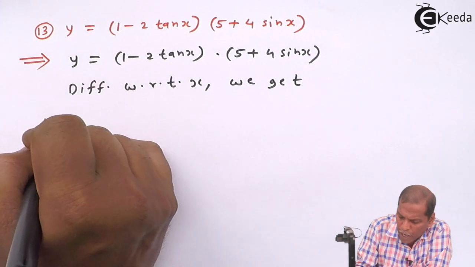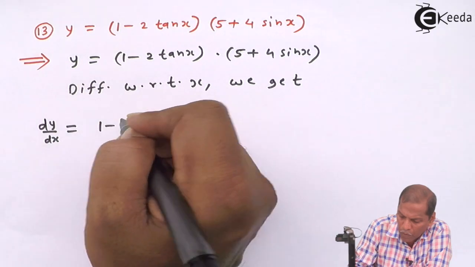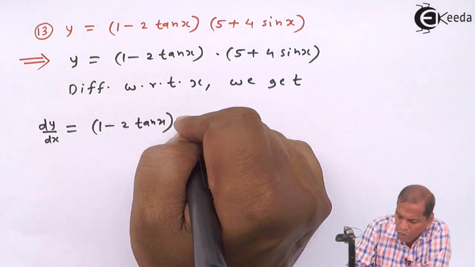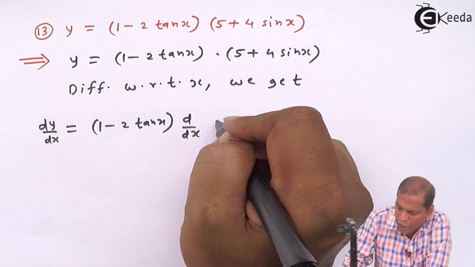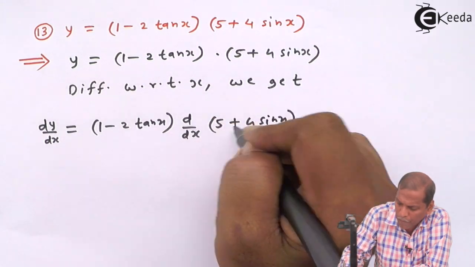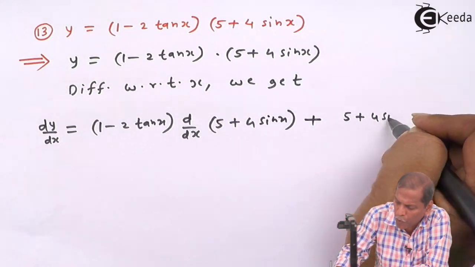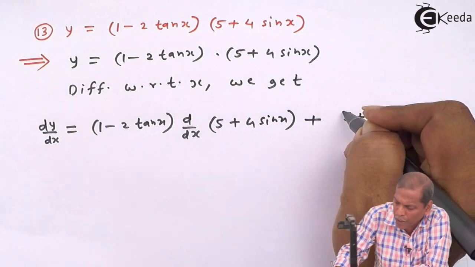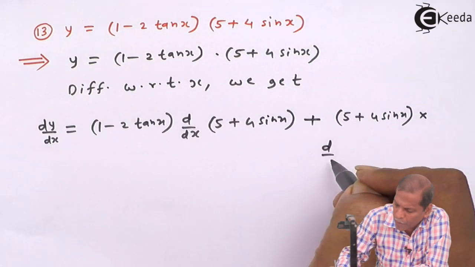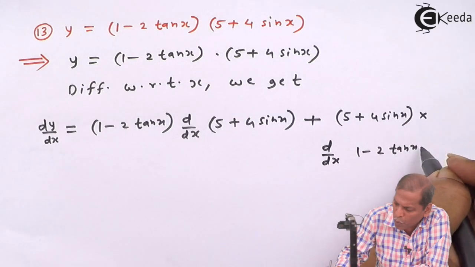the derivative of y, dy by dx, is equal to, first of all we write 1 minus 2 tan x as it is, into the derivative of 5 plus 4 sin x, then plus 5 plus 4 sin x we write as it is, into the derivative of 1 minus 2 tan x.